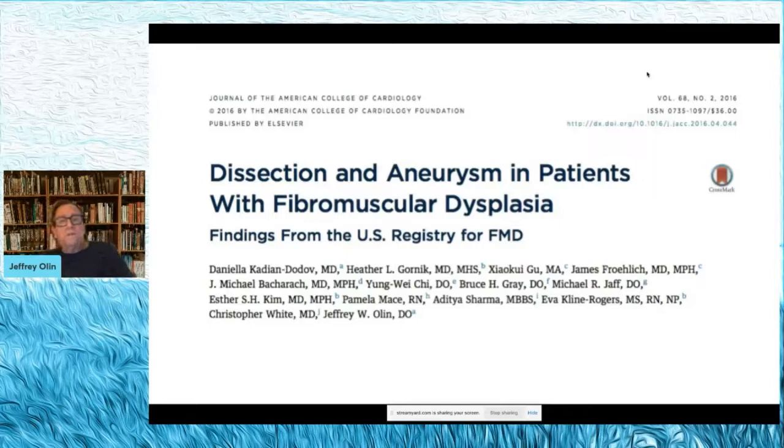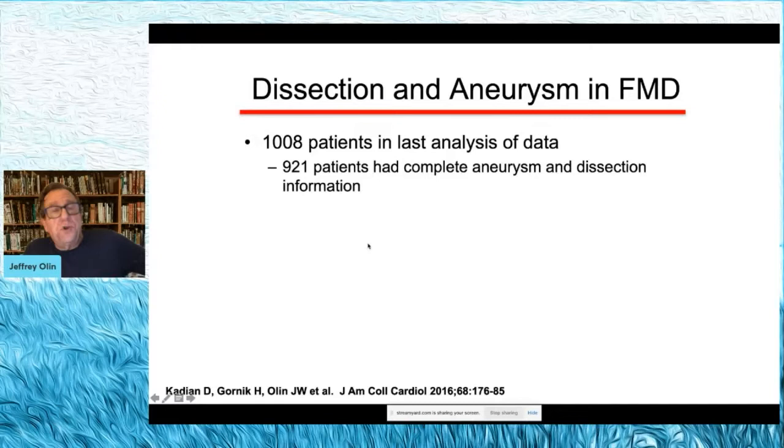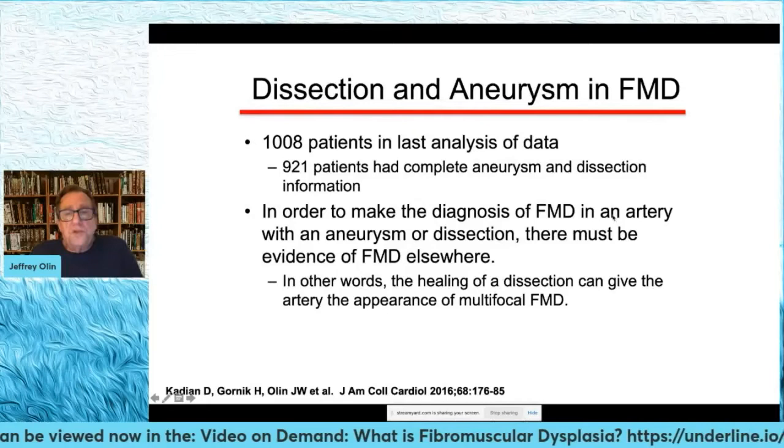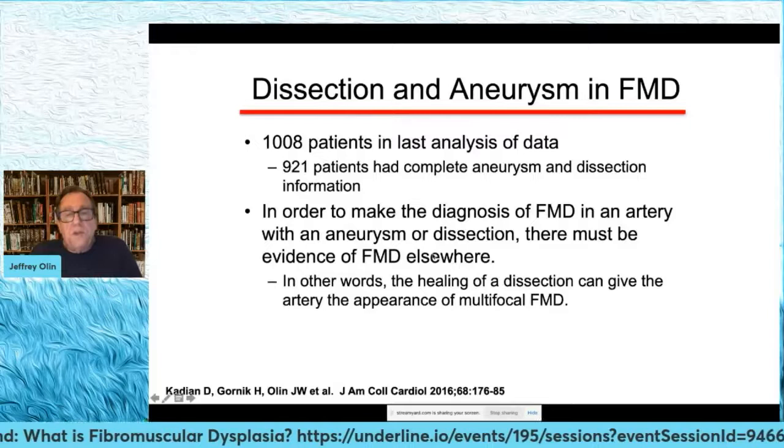I think this paper did more to increase the importance of imaging the entire body when you have patients with FMD than any paper that's been published thus far. This is dissection and aneurysm in patients with FMD, findings from the US registry. And we had 1,000 patients now. As you'll hear from Dr. Gornick, we now have something over 3,500 patients with FMD. And in order to make the diagnosis in an artery with an aneurysm or dissection, there has to be FMD elsewhere. And just, this is arteries in the kidney.